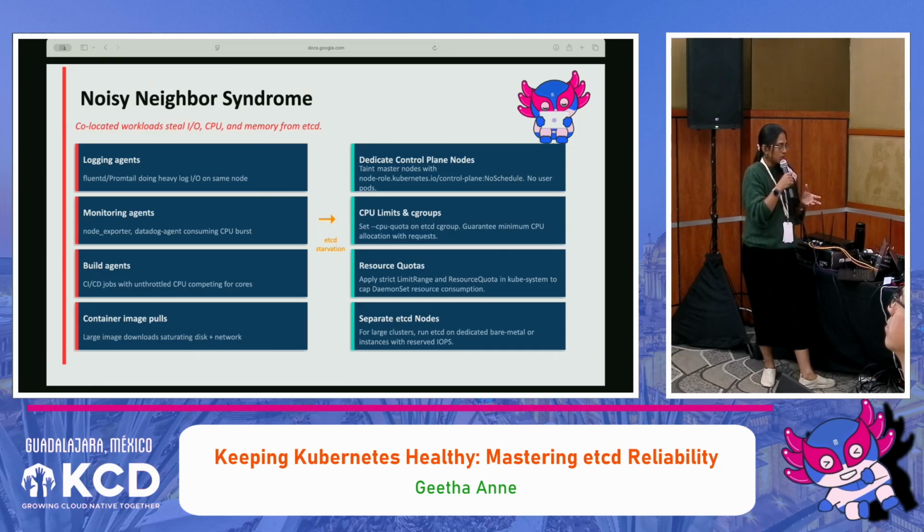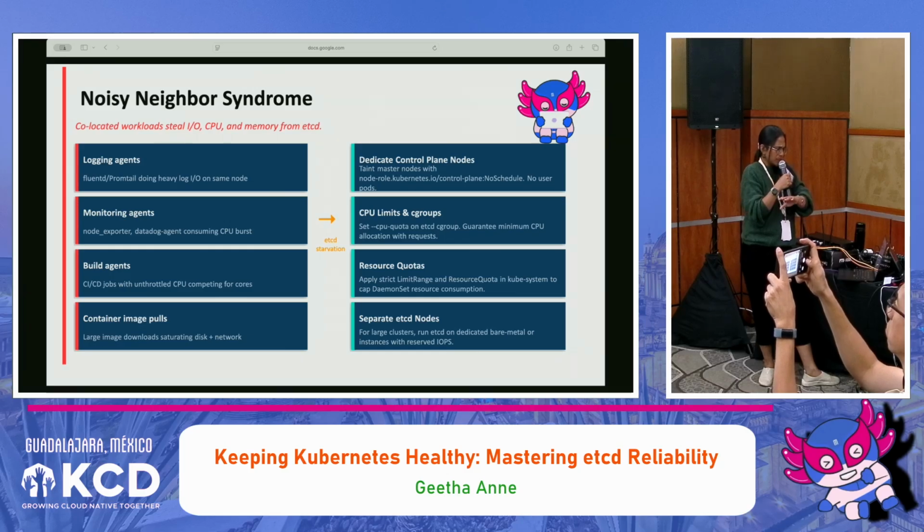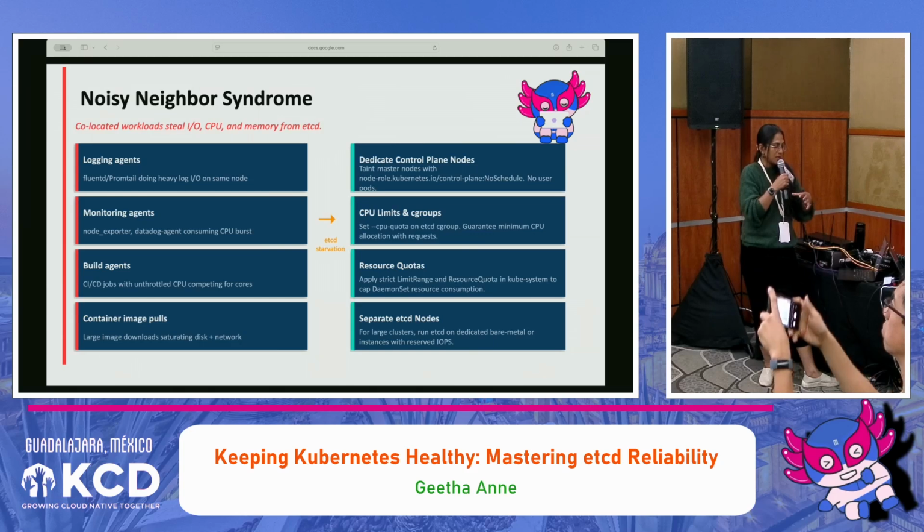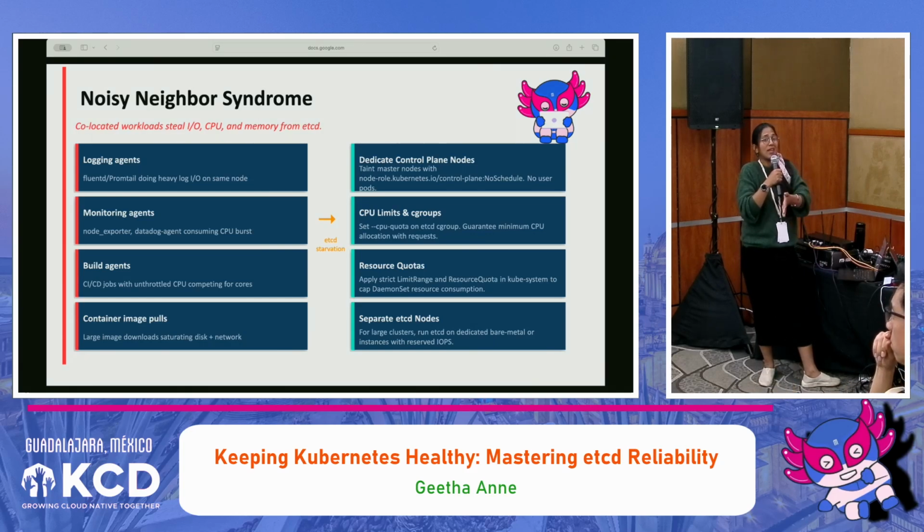What's going on here is that when a logging agent, like Fluentd, is co-running with etcd, it will take up a lot of IO at the scheduler level, and then etcd's writes will be rescheduled. There's a competing situation where CPU contention is happening between that logging agent and etcd. They compete for the same resource, and you want to avoid that.